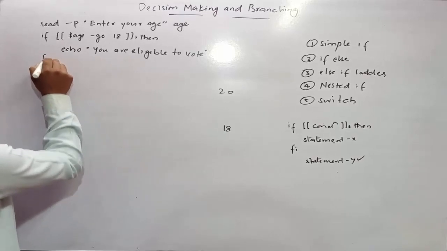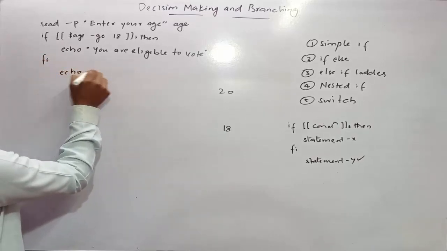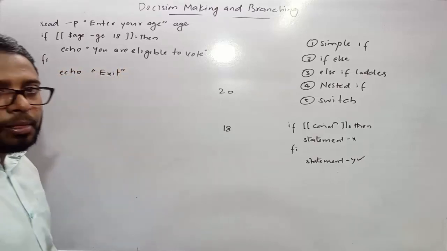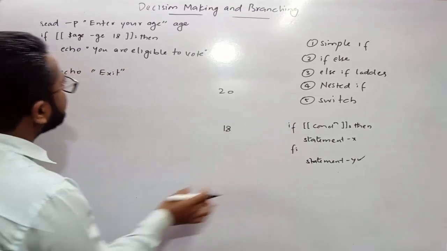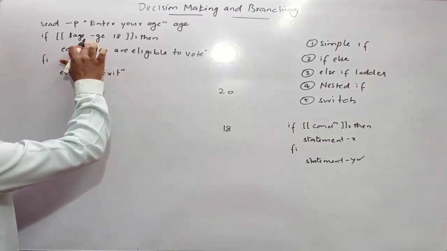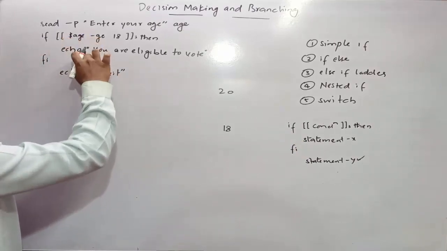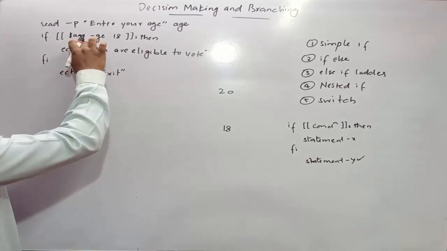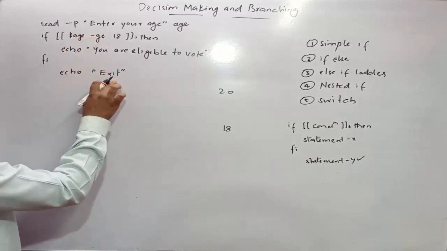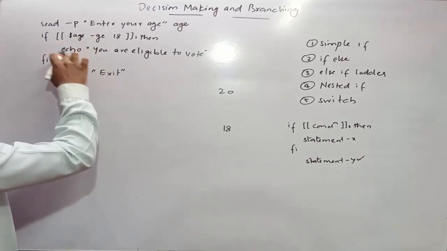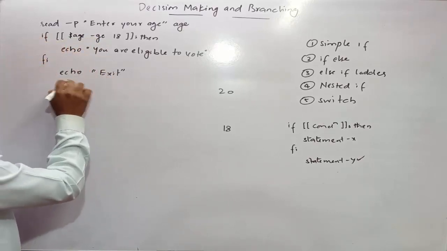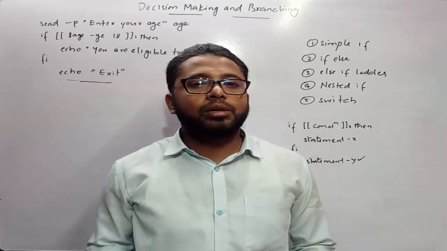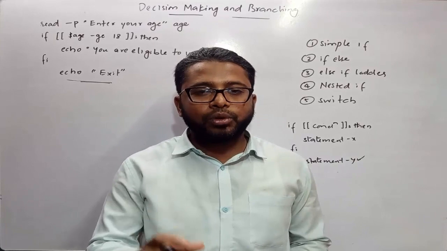Next, fi, and then echo exit. According to our syntax, if this condition gets satisfied, then both of these statements get executed. If this condition didn't get satisfied, then only this gets executed. Control will not come inside the if, it will come outside the if to execute this exit. So that's everything about the simple if branching statement. I hope you guys have understood.